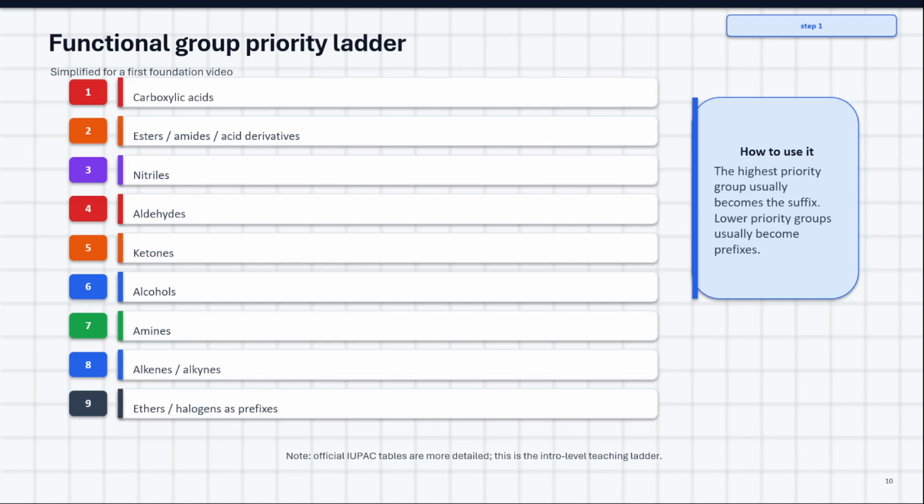The highest priority group usually becomes the suffix. Lower priority groups usually become prefixes. So if an alcohol and a carboxylic acid are both present, the acid becomes the main ending and the alcohol becomes hydroxy. This is one of the biggest ideas in naming.